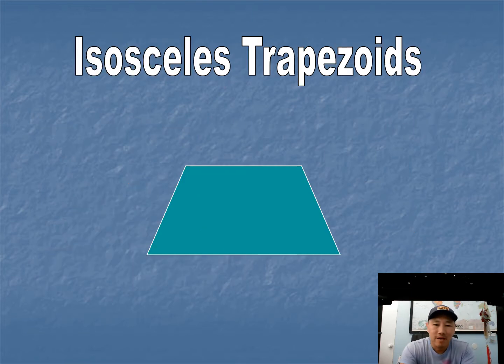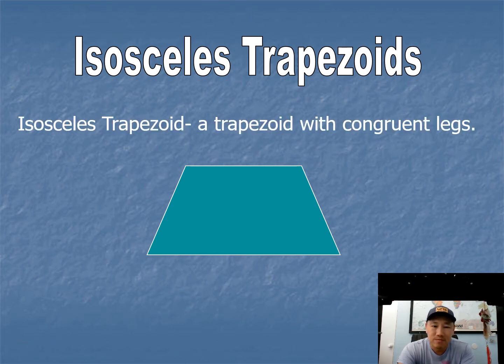All right, let's talk about isosceles trapezoid. Remember an isosceles triangle means 2 sides in a triangle are equal. Well, in an isosceles trapezoid, 2 sides of the trapezoid are equal. An isosceles trapezoid is a trapezoid with congruent legs. So this side is equal to this side.